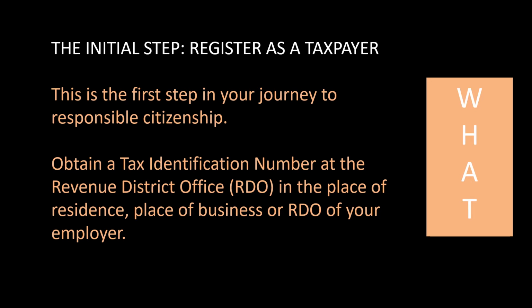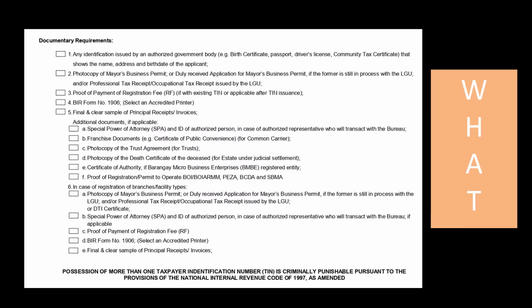In this step, you need to obtain a tax identification number at the Revenue District Office in the place of residence, the place of business, or the RDO of your employer for those who are employees. There are documents required when you obtain a tax identification number. So at the back of page 2 of the Form 1901, these are the documentary requirements.